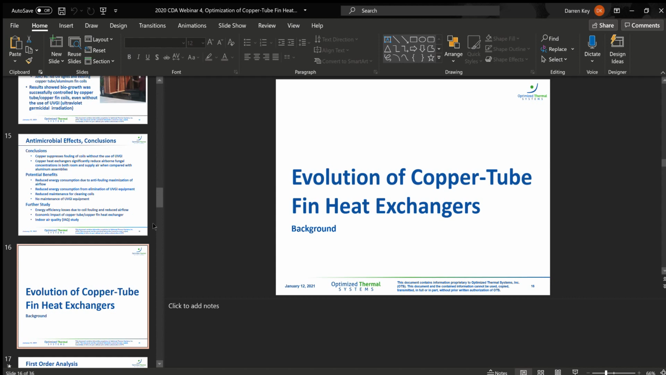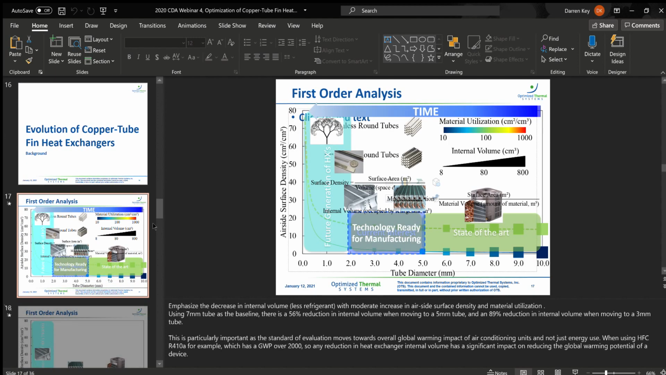Now, a brief recap of the evolution of copper tube fin heat exchangers. Again, this is coming from webinar 1. There's a lot of information in there, so definitely recommend you go back and take a look at that. There's a lot of information on this slide, but what I want you to focus on is that on the x-axis we have tube diameter, so that's the outer diameter of the tube, and then the air side surface density, so that's the heat transfer surface area of the heat exchanger versus the total volume or total envelope of that heat exchanger.